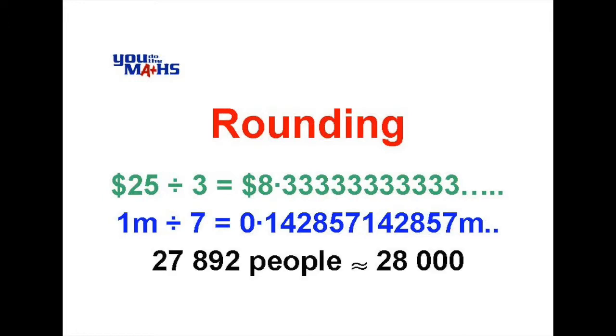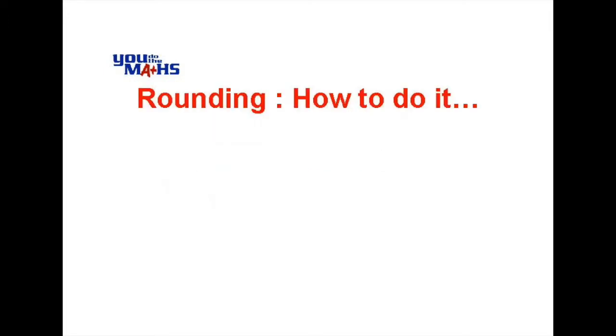Another example is where people use estimation. So for example, if you're talking about the number of people at a sports venue, it's much easier to talk about the number of people in thousands. So 27,892 can often be expressed as 28,000. So how do you actually do the rounding? Let's have a look at a few examples.